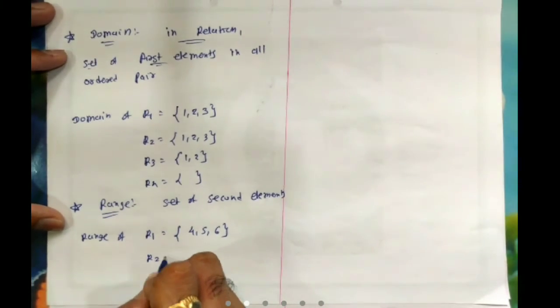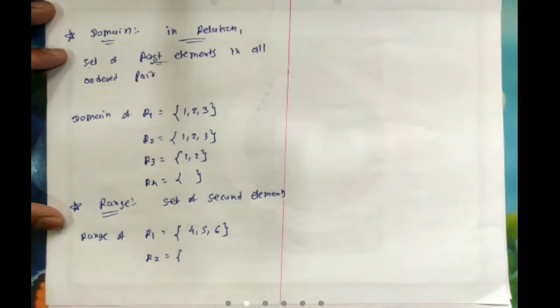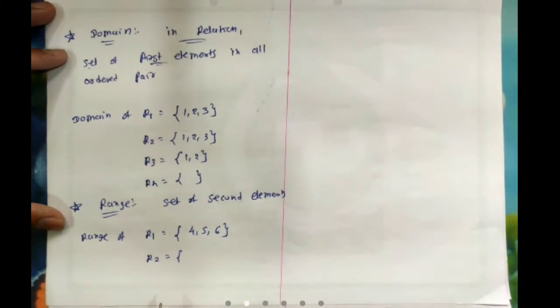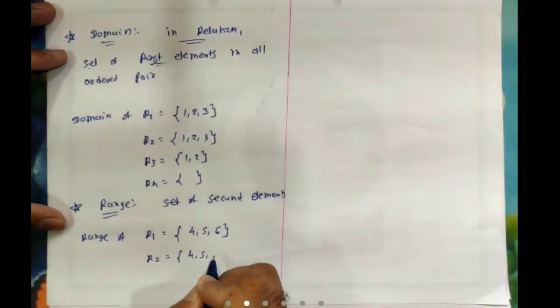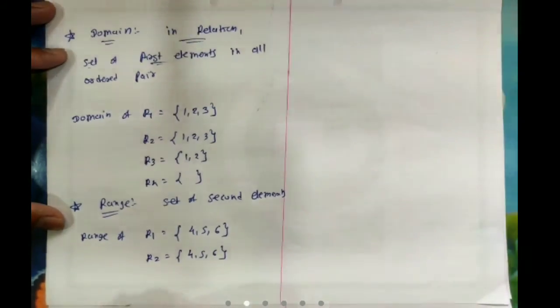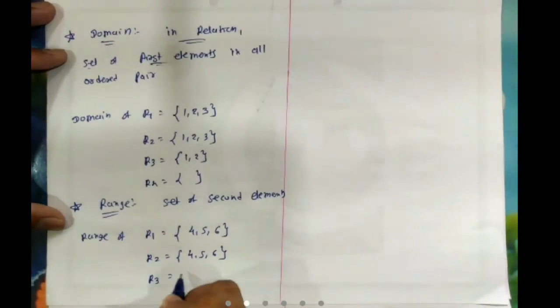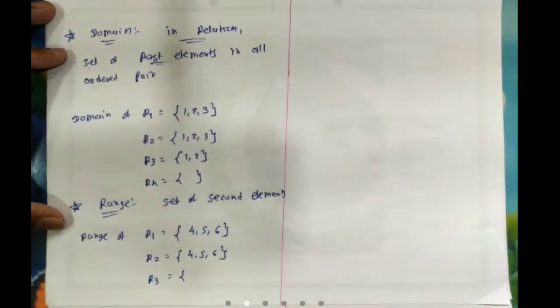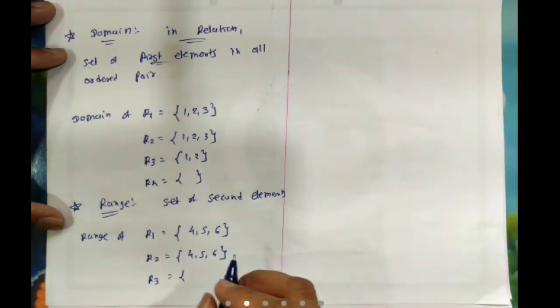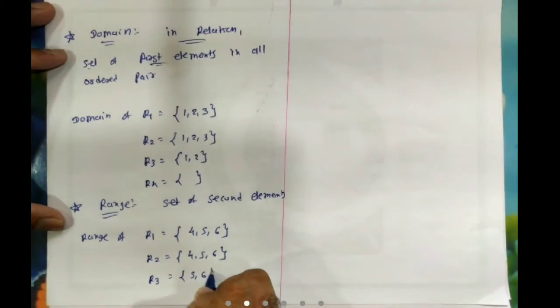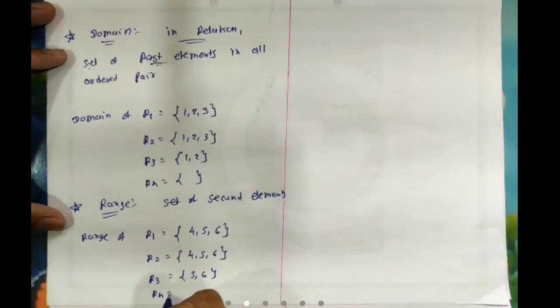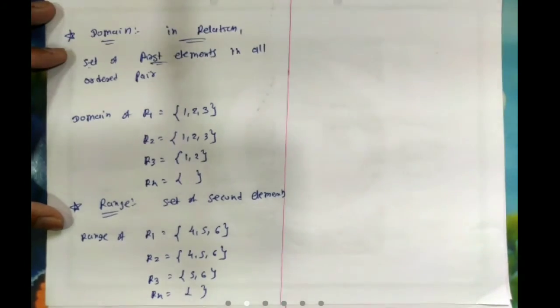Now check your relation R2. The set of all second elements of its ordered pairs is again 4, 5 and 6. Now check your relation R3, in which the set of all second elements of the ordered pairs is 5 and 6. And for R4 it is the null set, so the range is the null set. Clear?